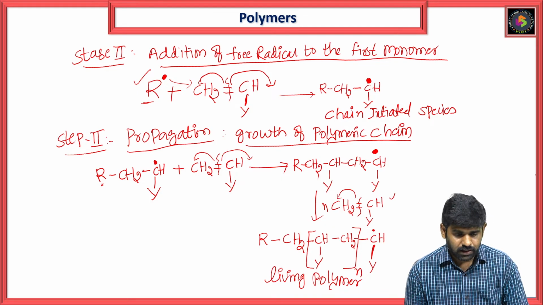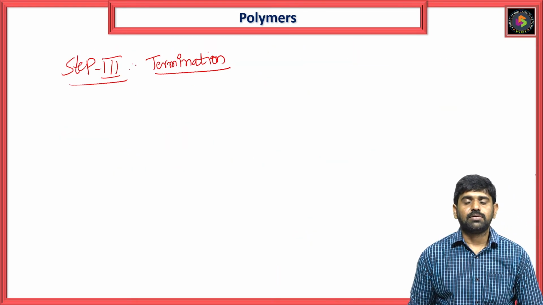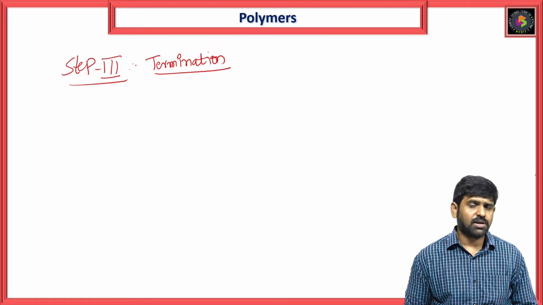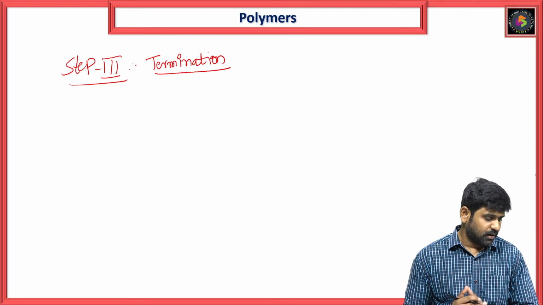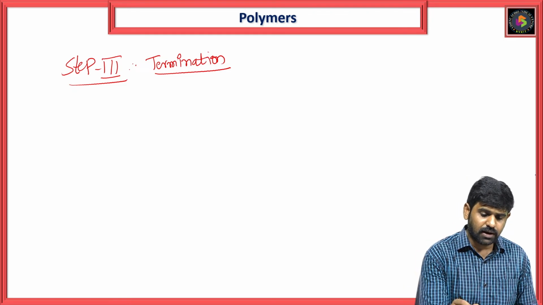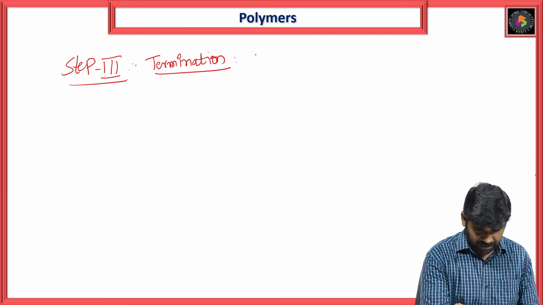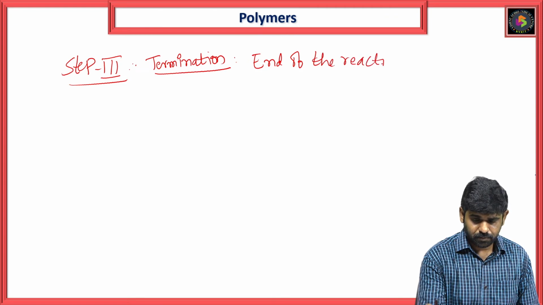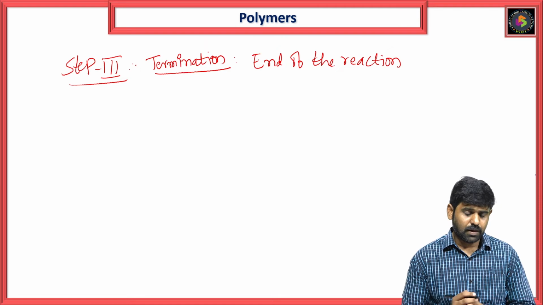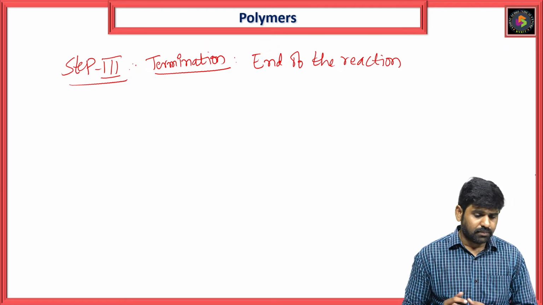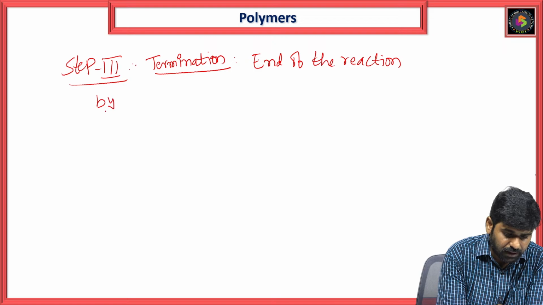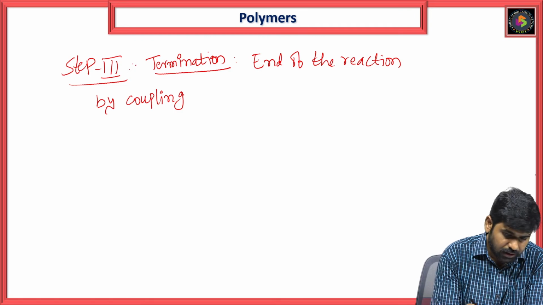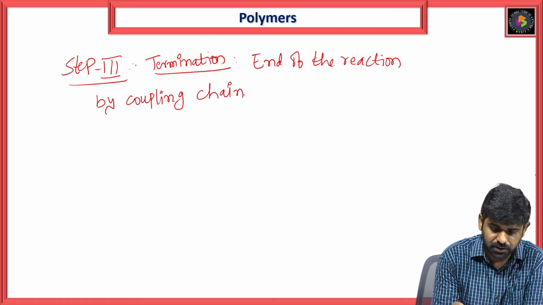Step 2. Next, termination. So in termination step, the growth of polymeric chain is finally terminated. End of the reaction. So termination can be done by coupling chain initiated species.